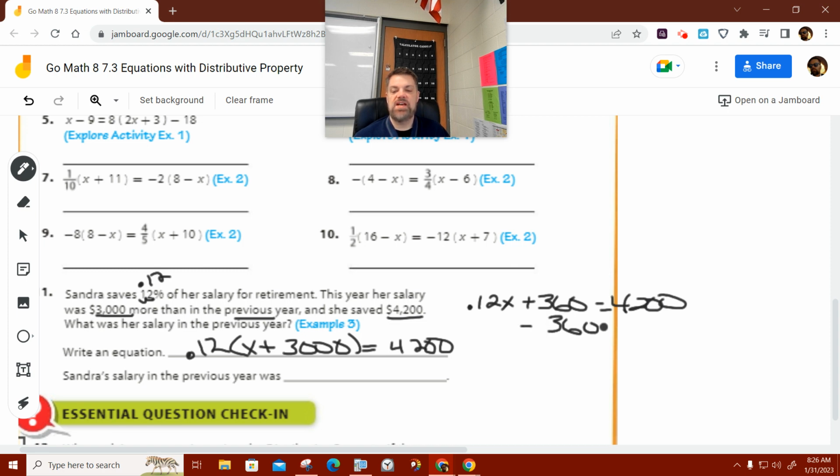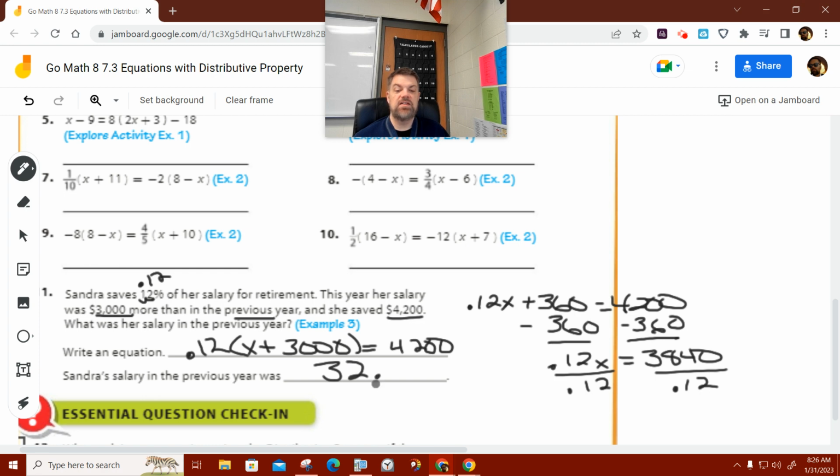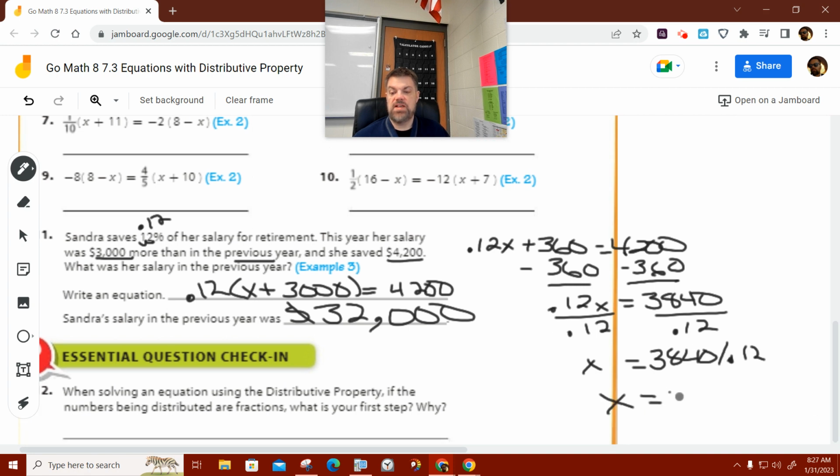Minus 360 on both sides. Somebody do that on your calculator real quick. I'll race you. Go. Wait, what is it? 4,200 minus 360. It's 3840. Good job. All right, now we're going to divide by 0.12. Hurry, go. What is it? Is it 32,000, I think? No, what's the problem? Is it 32,000? No, I missed the calculator. 3840 divided by 0.12 is 32,000.